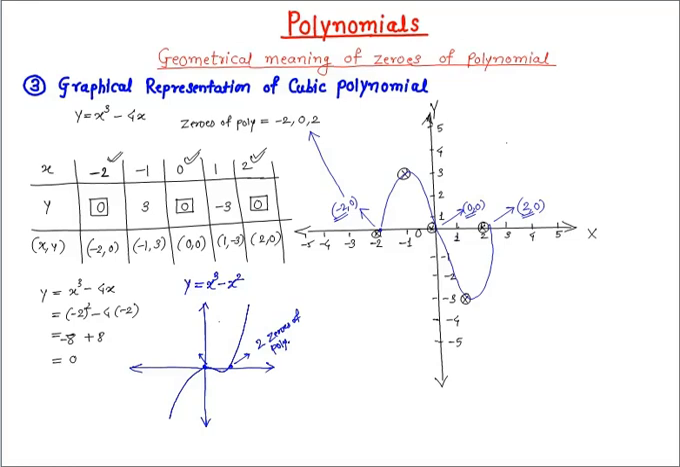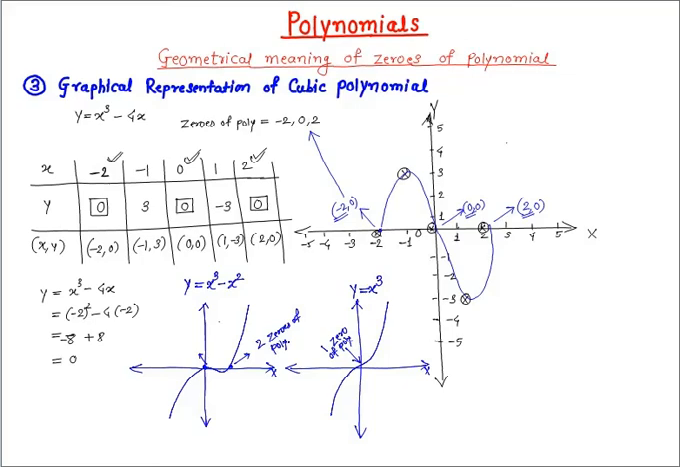Now let's take another example, that is cubic polynomial x cube. If you plot the graph for this polynomial by calculating all the x and y coordinates of the points, the graph of this polynomial will be like this. If you observe, this graph is cutting the x-axis at only 1 point. So it will have only 1 zero of polynomial, and the x-coordinate of this point will give you the exact zero of polynomial. To summarize, for a cubic polynomial, how many maximum zeros can there be? There can be a maximum of 3 zeros.